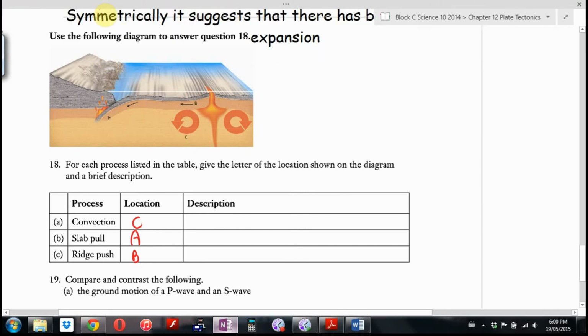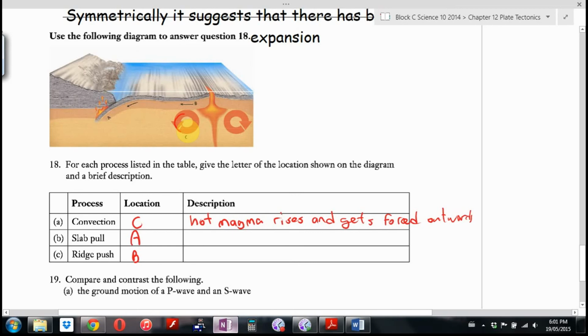So what's the description of convection? Hot magma rises and gets forced outwards. When it does that, then it cools as it sinks.